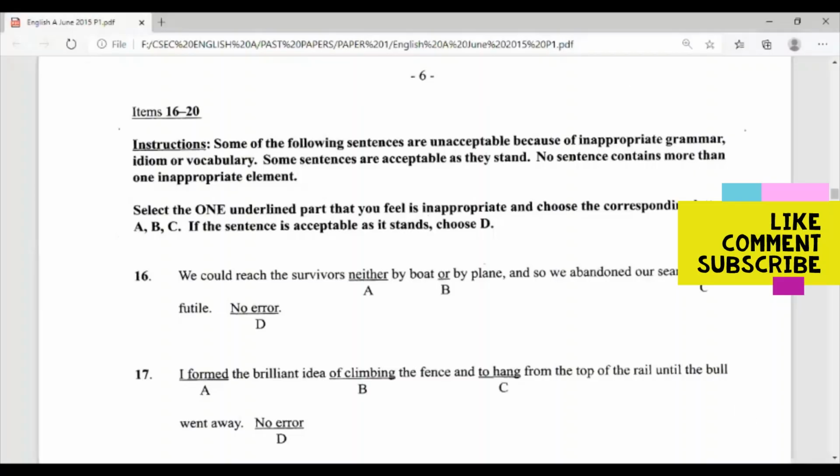So question 16 says, we could reach the survivors neither by boat or by plane, and so we abandoned our search as futile. Now, one rule of thumb is that when you say neither, it is followed by nor. When you say either, it is followed by or. So in this case, we have neither, and so B should have been nor. So B is the error.